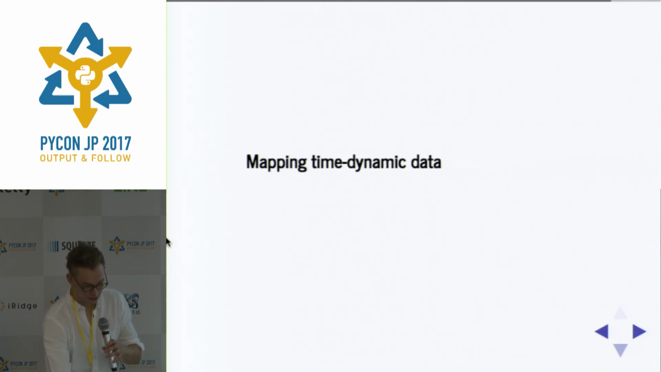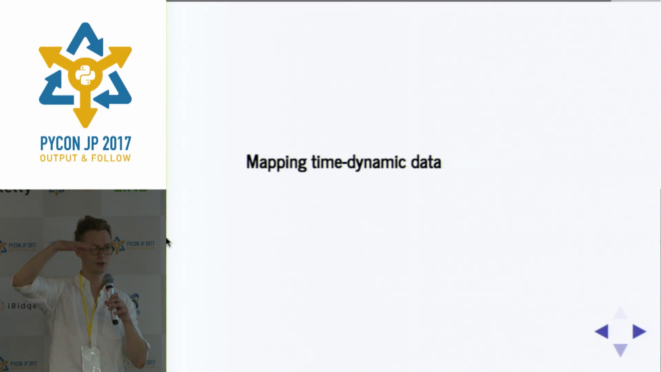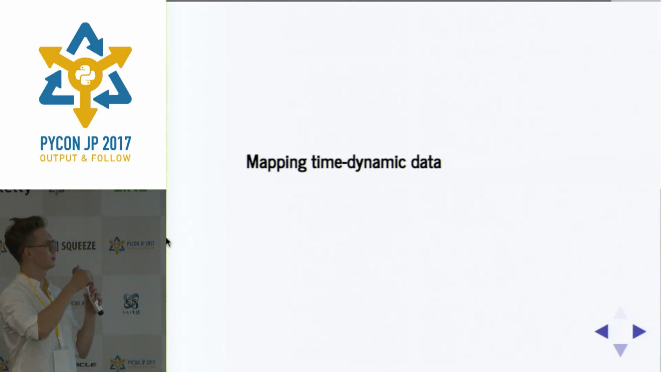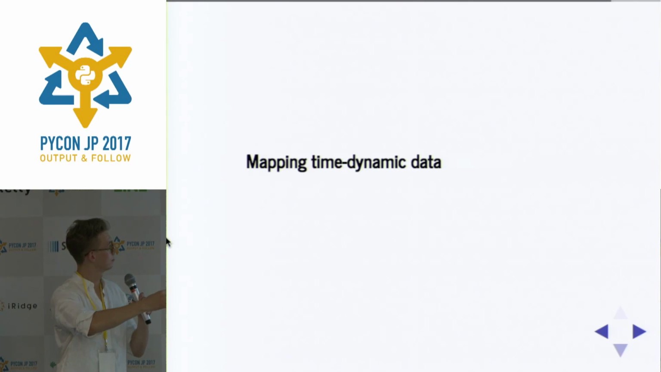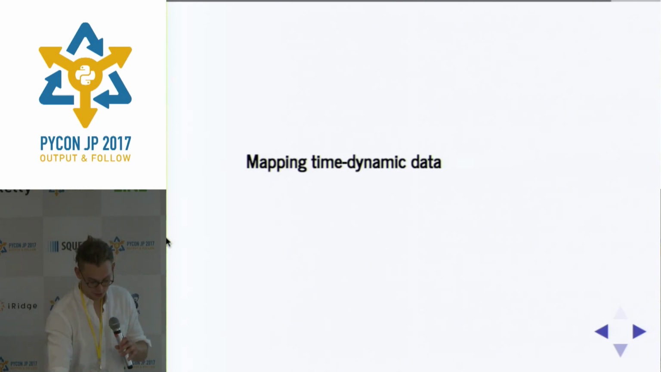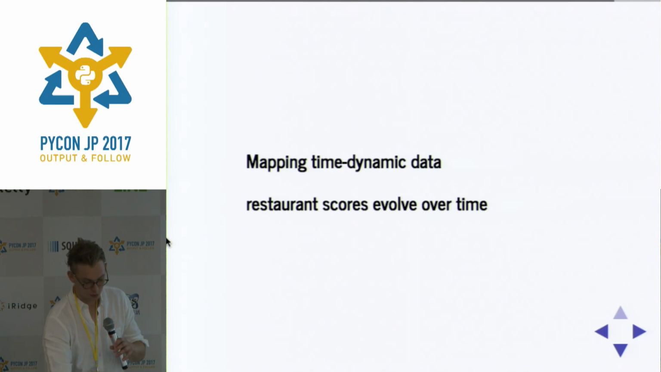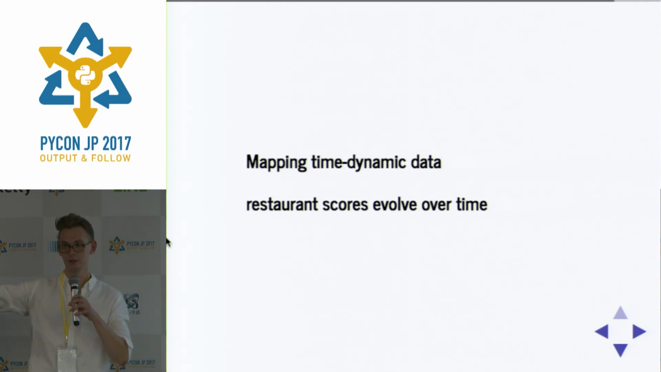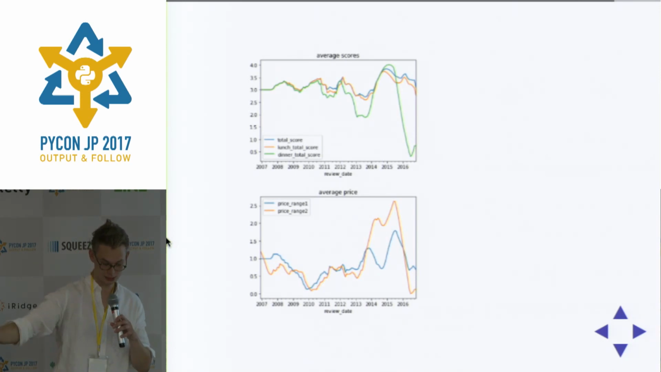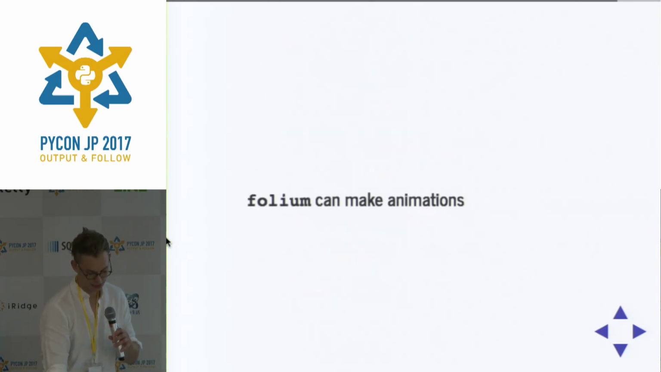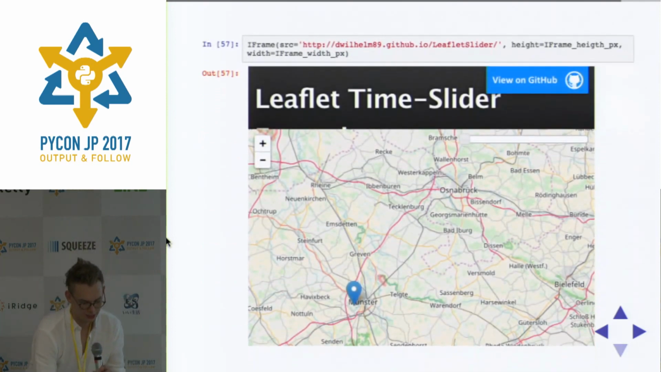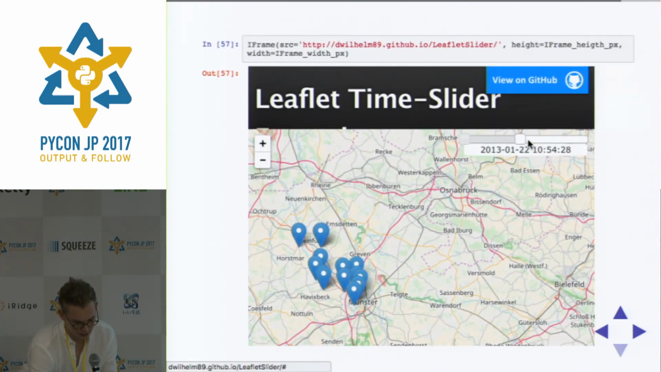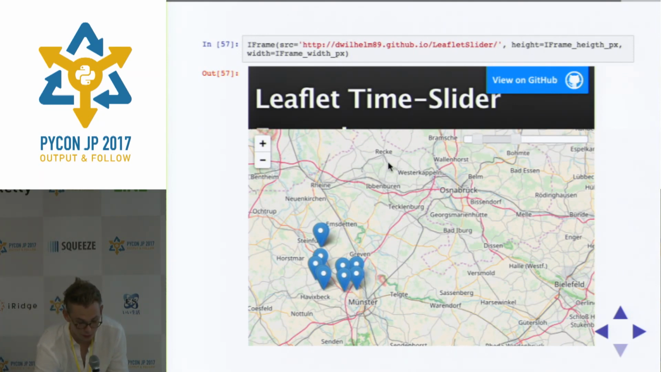And then finally, you remember in the beginning I showed you 3 maps, right? So the really simple one, the more detailed one, and then the one with a time dynamic component. So the fact is that people review restaurants all the time, right? So the average scores will go up and down, kind of like this. So it's time dynamic data. And Folium can make animations like this. That's already in the library. Well, this is Leaflet, but the same is possible for Folium.